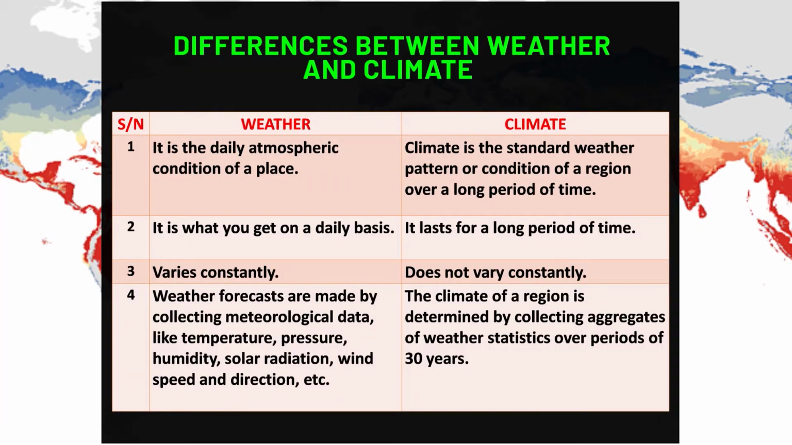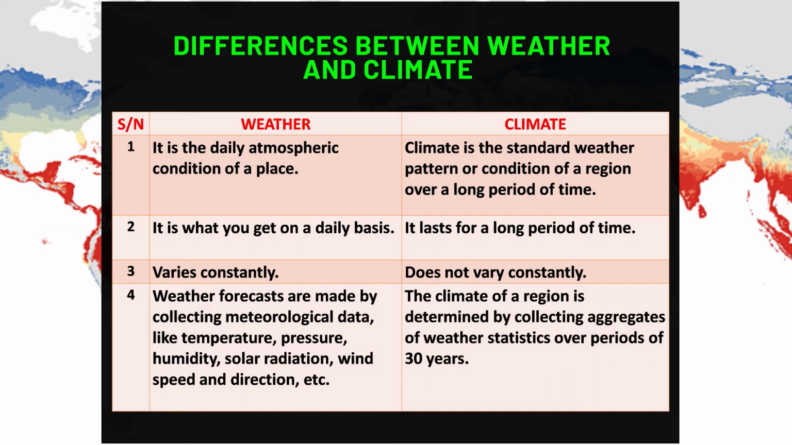The first difference between weather and climate is that weather is the daily atmospheric condition of a place, while climate is the standard weather pattern or condition of a region over a long period of time. Climate follows certain patterns. Secondly, weather is what you get on a daily basis. For example, you can experience a weather condition today and a different weather condition the next day. Climate, on the other hand, lasts for a long period of time.